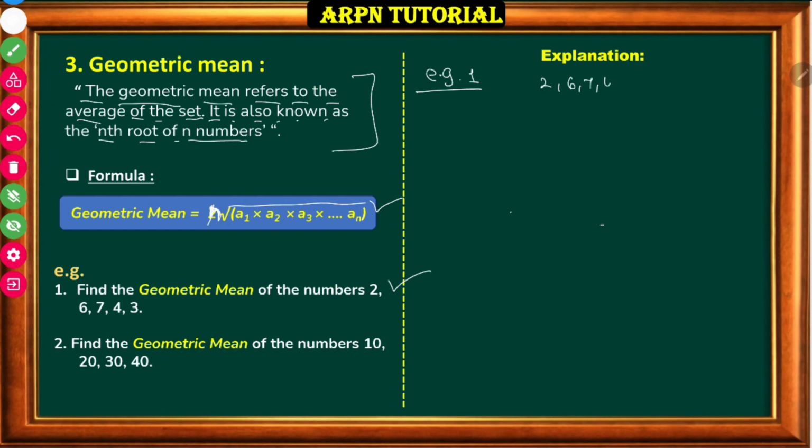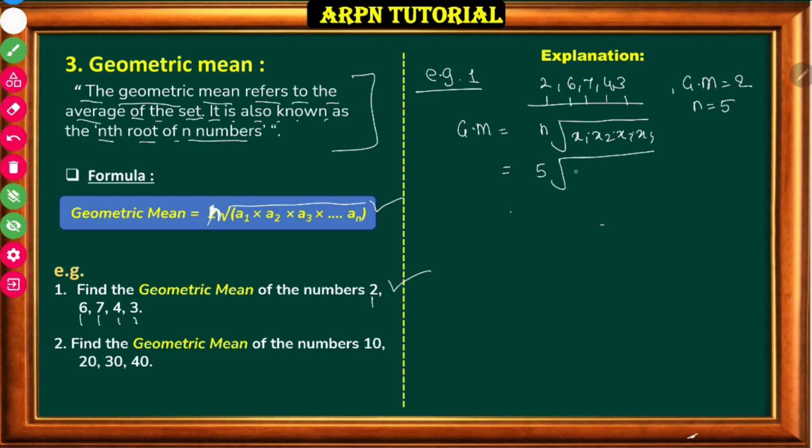2, 6, 7, 4, 3. I have to find out GM, where n is equal to 5, the total number of values in the set: 1, 2, 3, 4, 5. Here is my formula: the nth root of x1 x2 x3 x4, there is a multiplication between them. In the current scenario I can put it this way, and I will just place the multiplication for this.